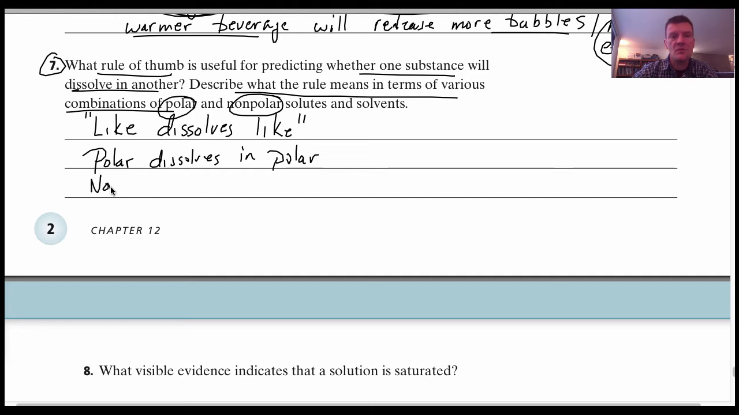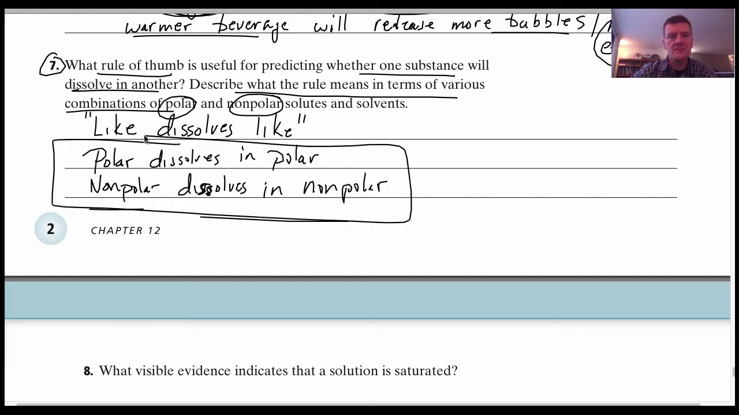And non-polar, meaning molecules that don't have a negative and a positive end to them, non-polar dissolves in non-polar. Okay? That's what we mean by like dissolves like.